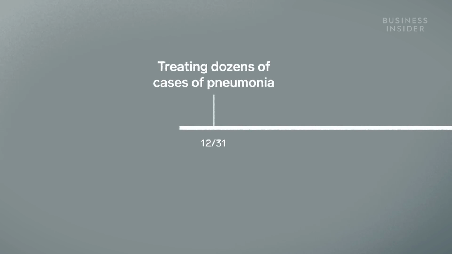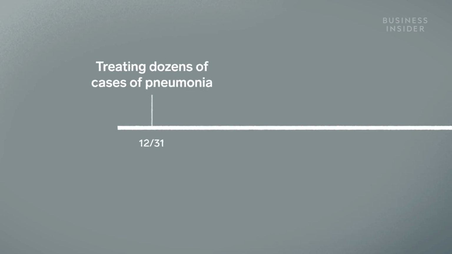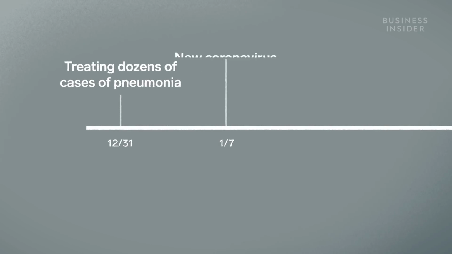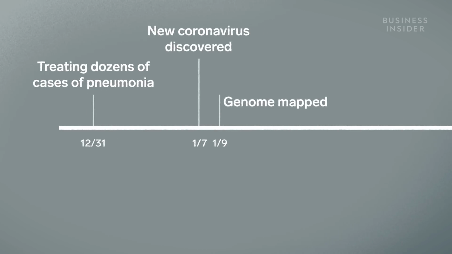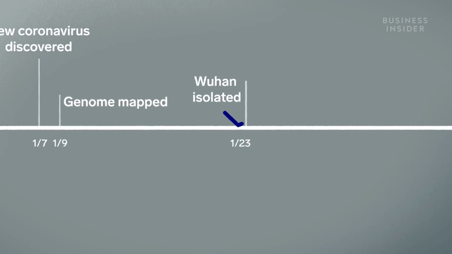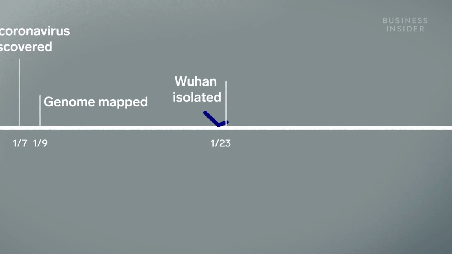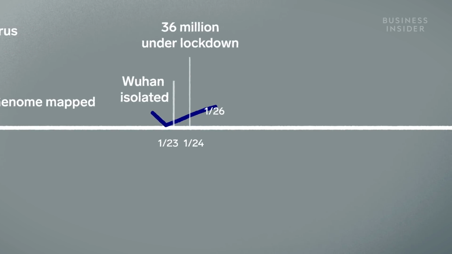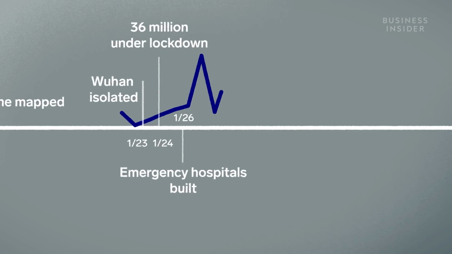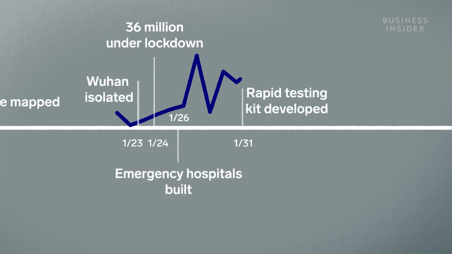On December 31st, China reported to the World Health Organization that it was treating dozens of cases of pneumonia. A week later, a new type of coronavirus was identified, and the genome was mapped. Later that month, China isolated Wuhan, the city where the virus is thought to have originated. A lockdown was then expanded to 36 million people. And during that time, China was building emergency hospitals and developing a rapid testing kit.